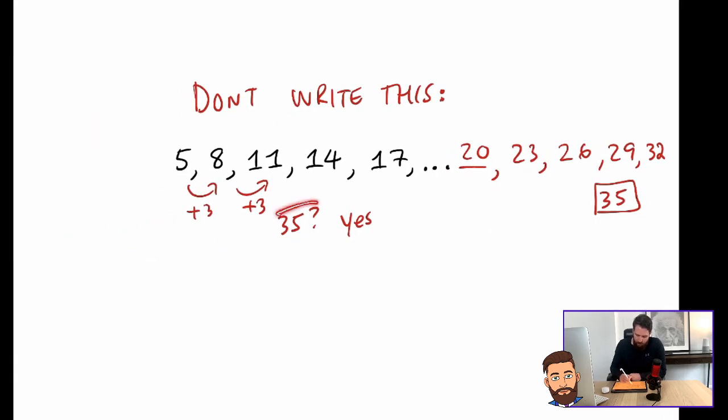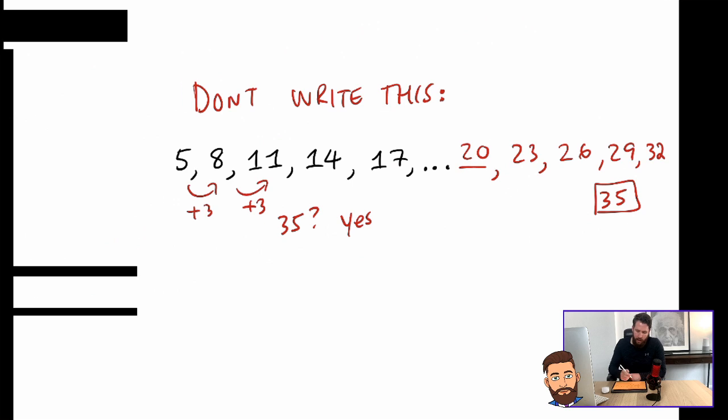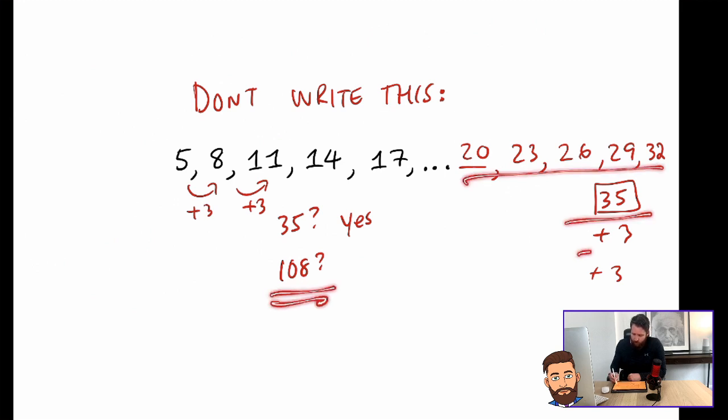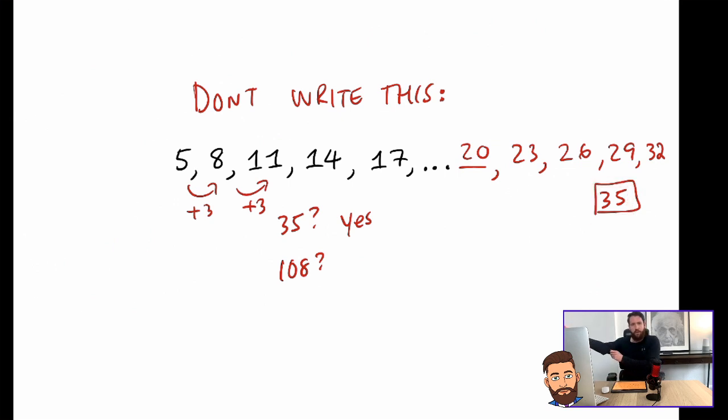Because 35 is quite close to 17, it didn't take me very long to add on 3 each time to get 35. However, if I want to check if 108 is in the sequence, I really don't want to be adding on 3 every time until I get near 100. It'll take me quite a while, and it's not a very effective way to do it. So we need to explore ways in which we can work out, is this term in the sequence, without having to manually add on or take away whatever the sequence is changing by. How we're going to do this is using the nth term.